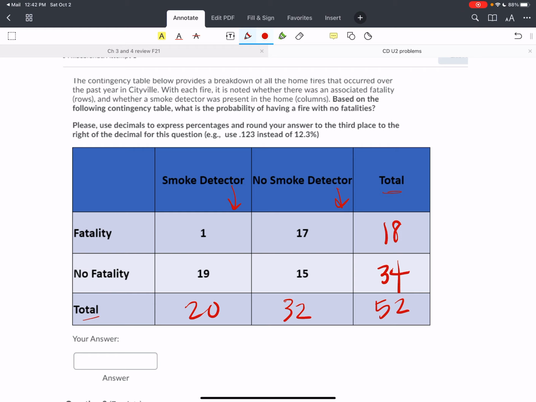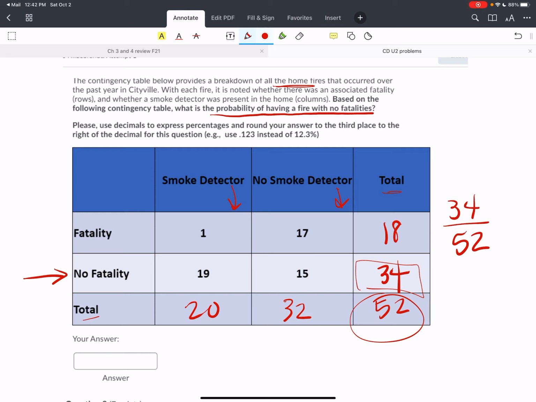So now to the question. Based on the following contingency table, what is the probability of having a fire with no fatalities? Okay. And so this contingency table is all the home fires. So all of the fires were 52, my total. Well, how many ended with no fatalities? Well, that total is 34. So y'all, it's just a basic classical probability of 34 over 52, or my answer here is 0.654, okay?